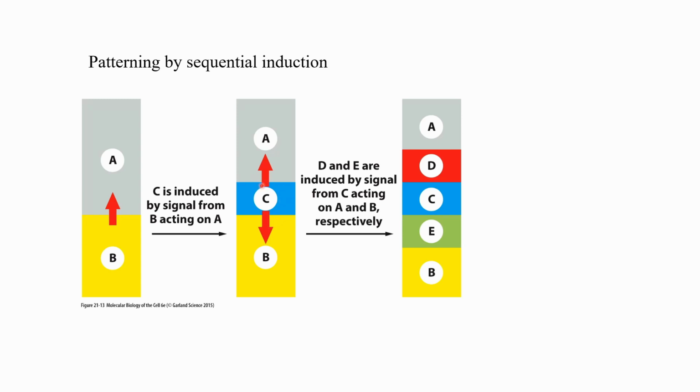And the same signal produced from C will produce different results when it's secreted and induces tissue from A. In this case, it gives rise to D, and the signal from C, when it's secreted to B, will give rise to a different type of tissue or cell type. We're making a different pattern here. So this just illustrates the last point again, that it's the context in which the signal is received that's important. How competent are the cells to respond to that signal?